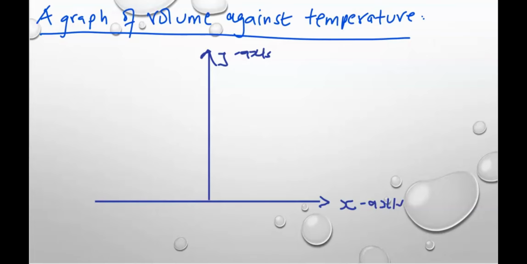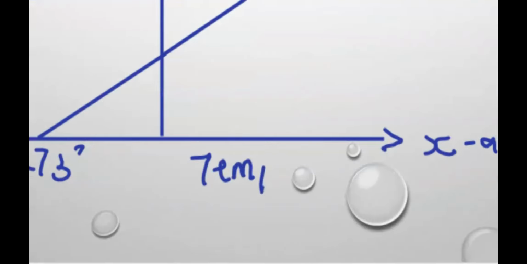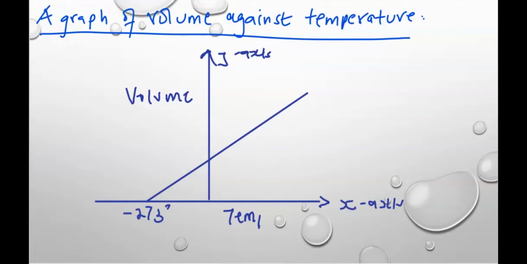As I had said earlier, a graph of Charles' law is a straight line, and the line cuts the x-axis at negative 273 degrees Celsius. Remember, this is a graph of volume against temperature in degrees Celsius. So basically, that is how a graph of Charles' law should look like.